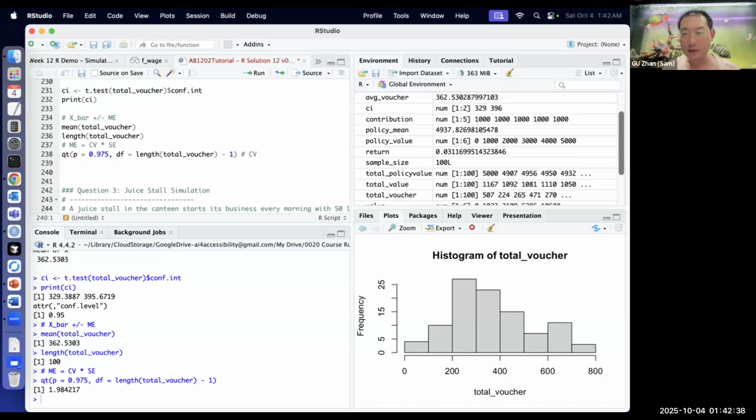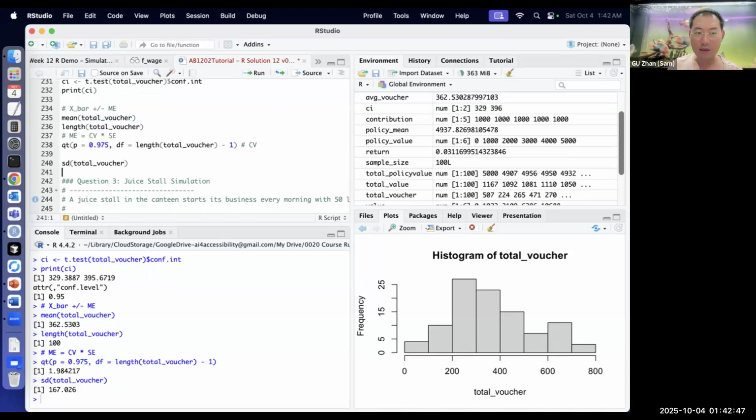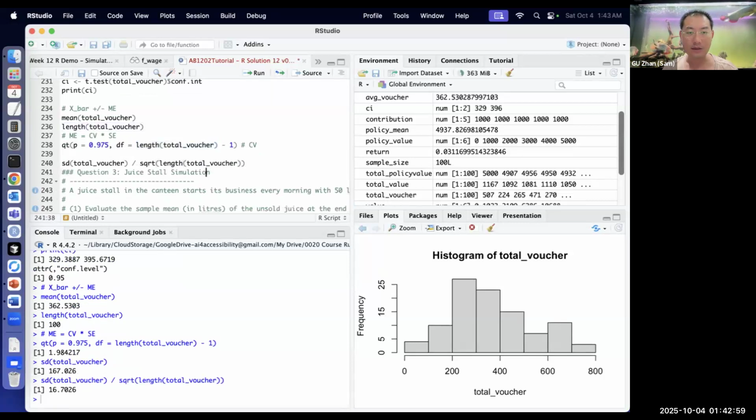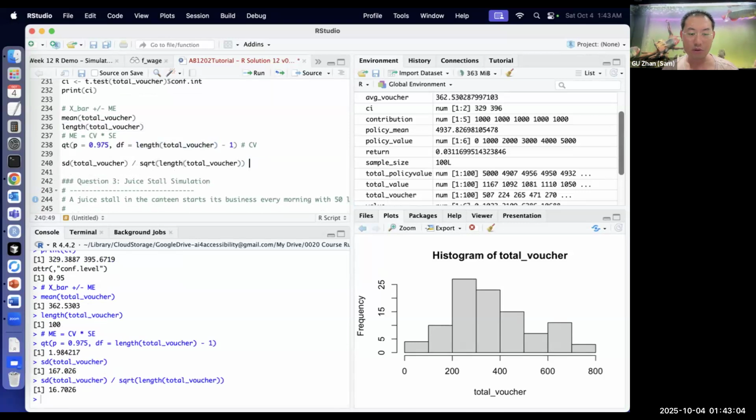Standard error, we do not know the population sigma. We only know the standard deviation of this sample. So standard deviation of this sample is this, right? Divided by SQRT, square root of the sample size, which is the length of it. So basically it's actually 100. So just don't use 100, just write this. This is your SE.